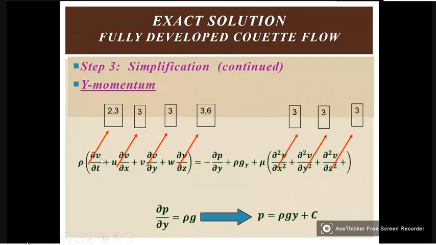This is 0 because of steady flow as well as v is 0. This is 0 because v equal to 0. This is 0 because v equal to 0. This is 0 because v equal to 0 and dou by dou z is 0. So these are the assumption numbers. Then on the right hand side, we do not know about this. Leave it as it is.